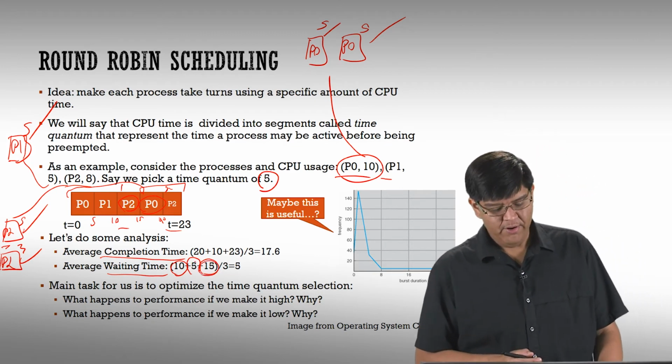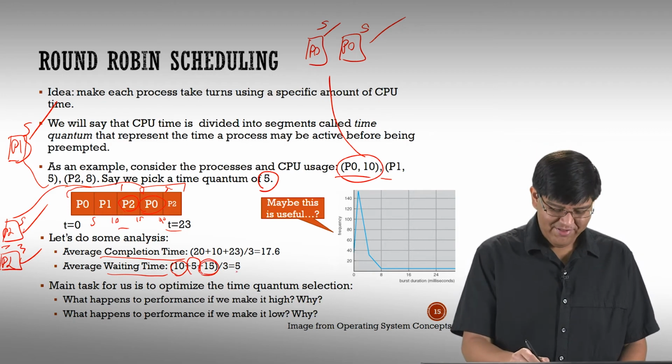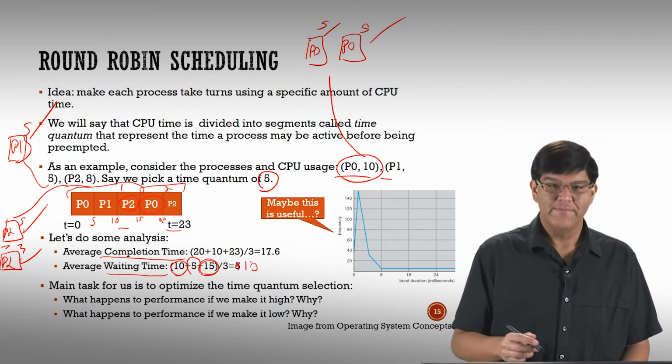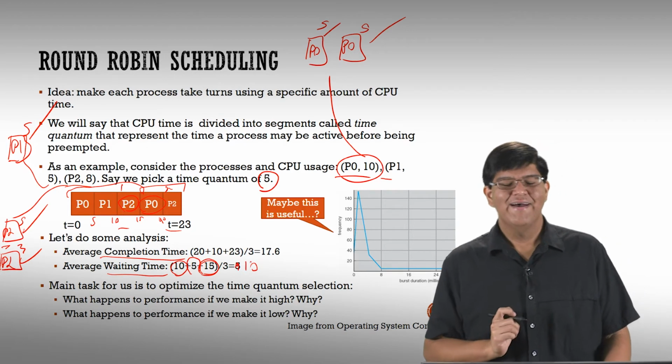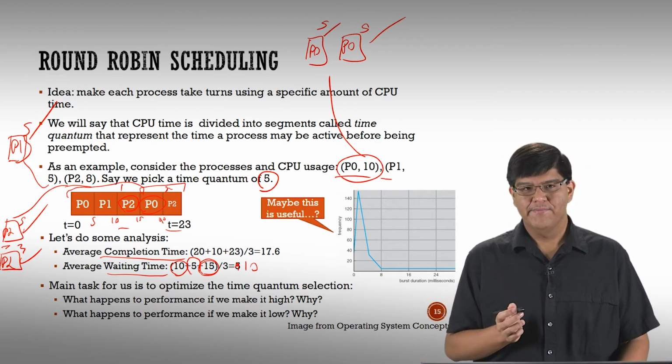And so I can add those all up. I get a total of 30. 30 divided by 3 is obviously not 5, so I have a little bit of a typo there, so let's fix that. This is actually 10. There we go. See, I can do math sometimes. But yeah, that's how I get our waiting time. So it's a little bit more involved than the other algorithms.